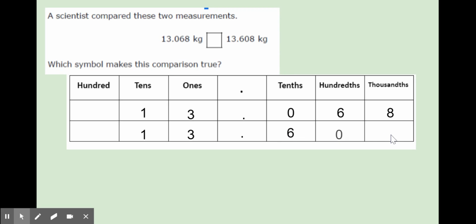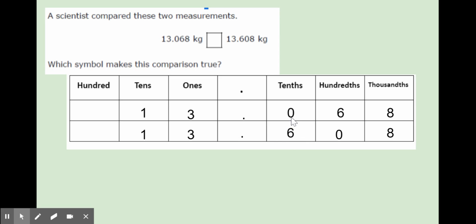value chart. Okay, and we want to start comparing in the whole numbers place value because whole numbers are larger than decimal numbers because they are parts. So we would start in the tens place because that's where our first numbers are. Those are the same, so then I would move to my ones place. Those are the same, so we continue to move to the next place value, the tenths, and those are different. We have a 0 and a 6.